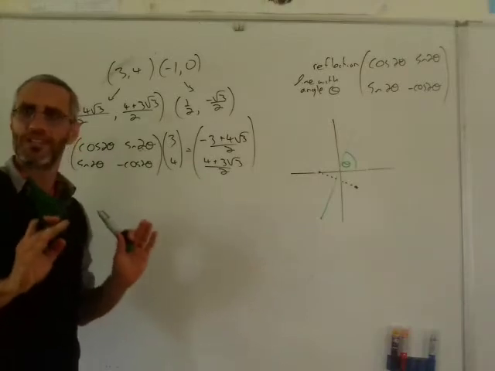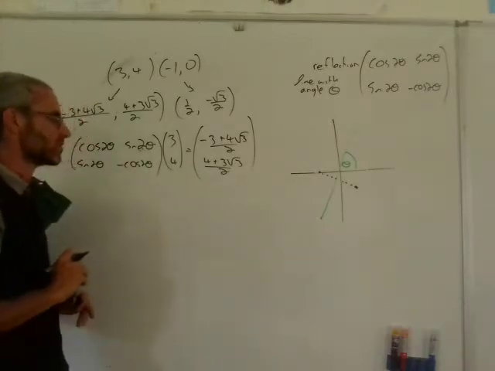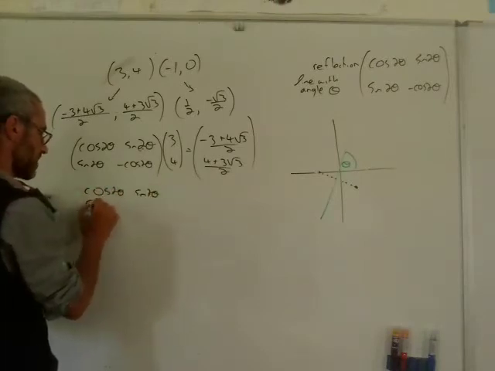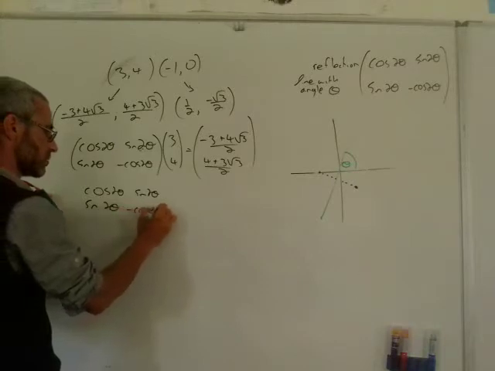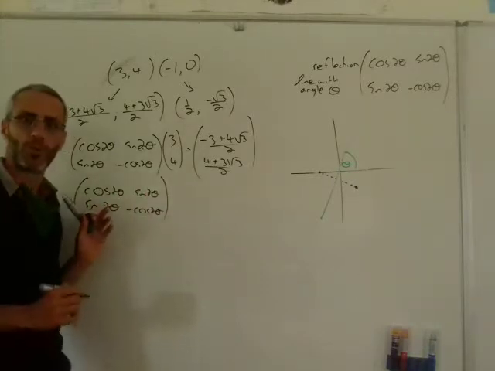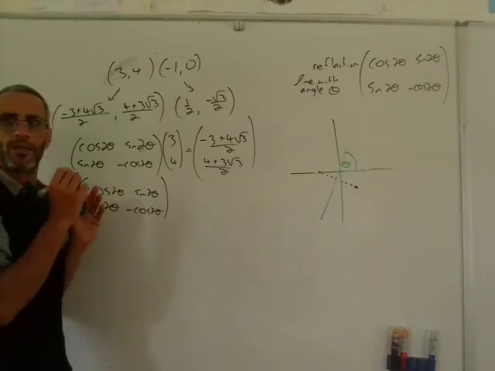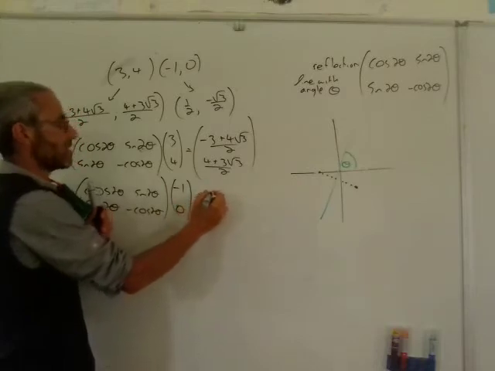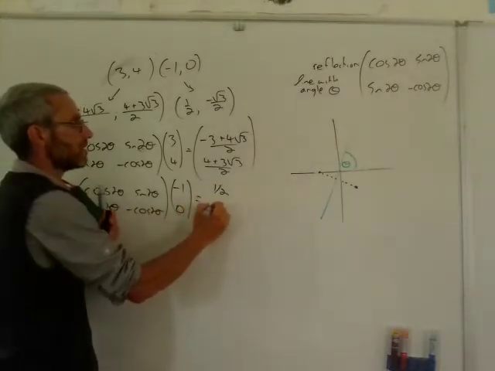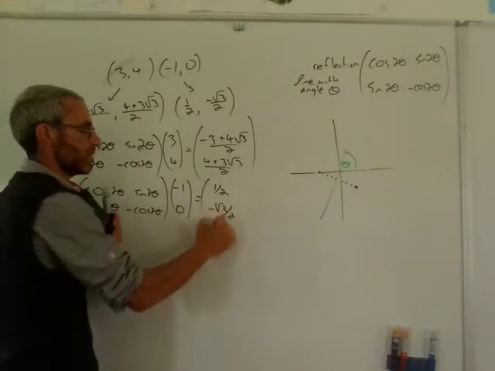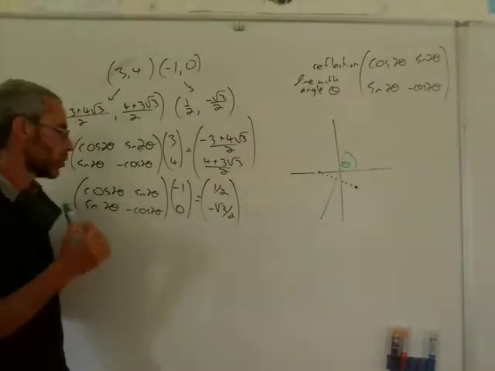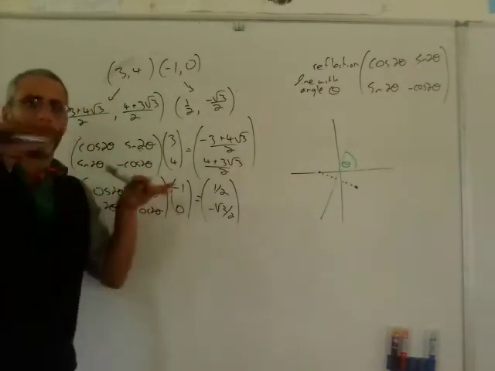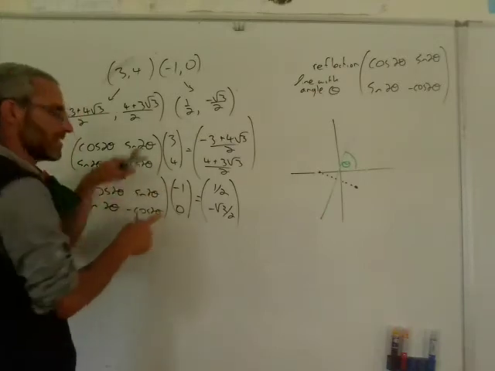Before we start doing anything else, let's write another set of equations. I can write the matrix [cos 2θ, sin 2θ; sin 2θ, -cos 2θ] and multiply it by (-1, 0), and now we'll get (1/2, -√3/2). So I've got these two equations. Now I'm going to have to translate that to normal equations.